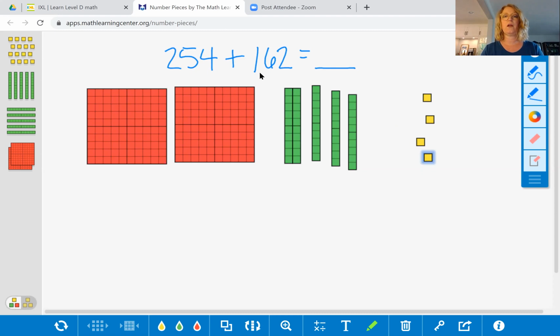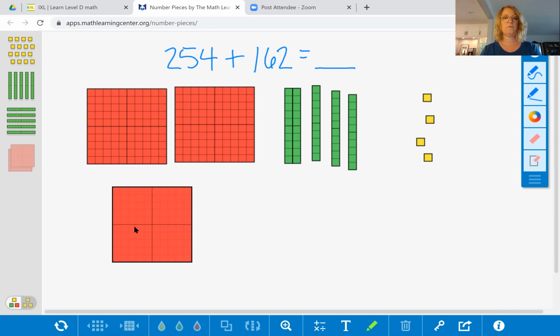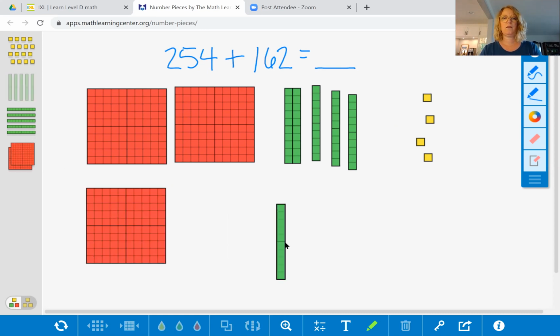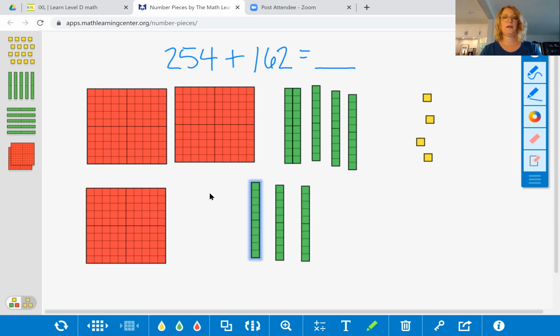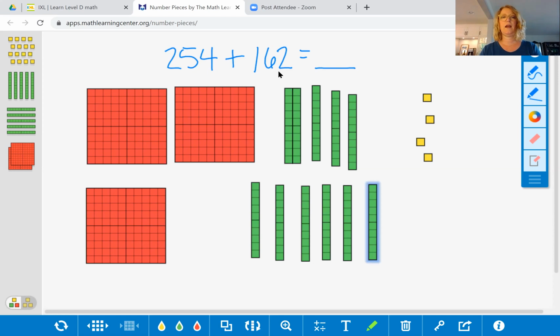So now I'm going to do the second number. Now I'm going to build 162. 100, 6 tens, and 2 ones. 100, 1, 2, 3, 4, 5, 6 tens, and then 2 ones. 1, 2. All right. Now it's time to put them all together. We've built both numbers. Looks beautiful.